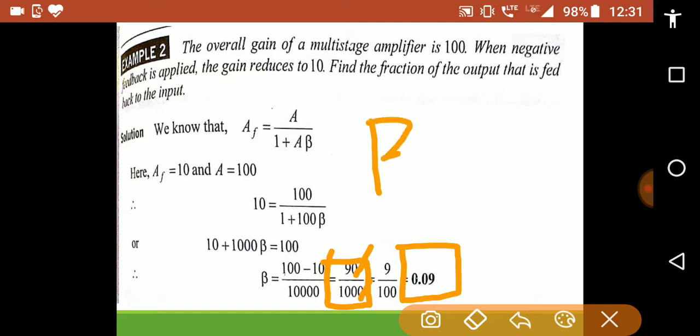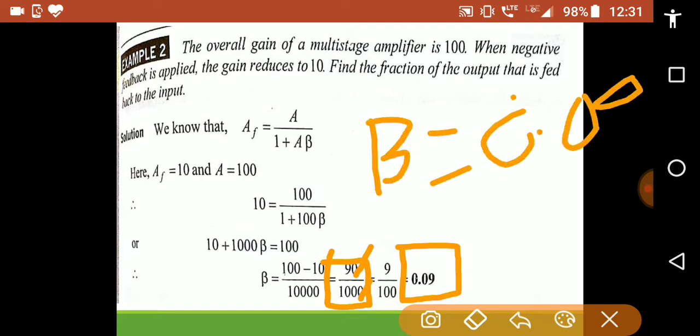Beta equal to 0.09. So this is the value of beta in the given problem.